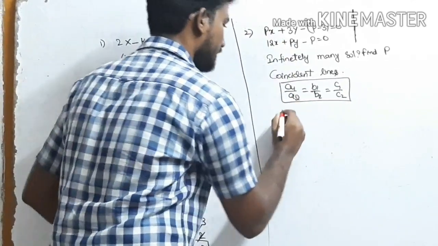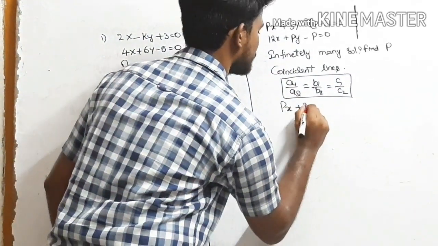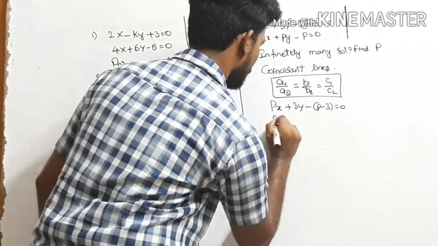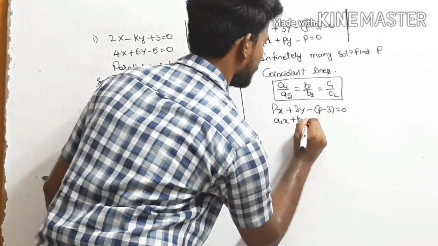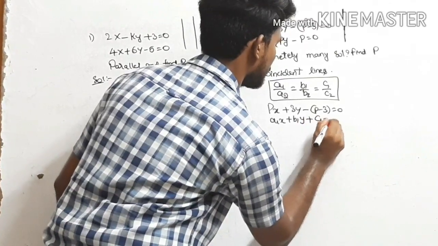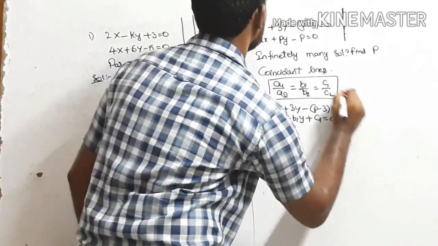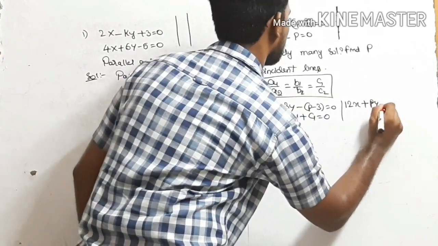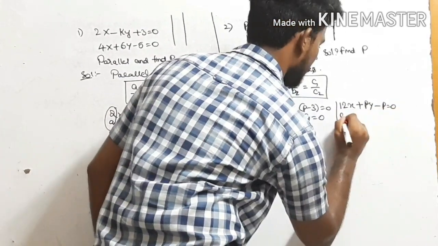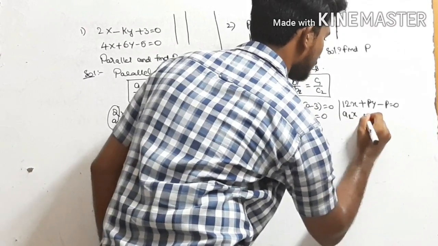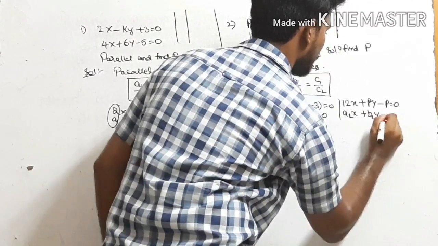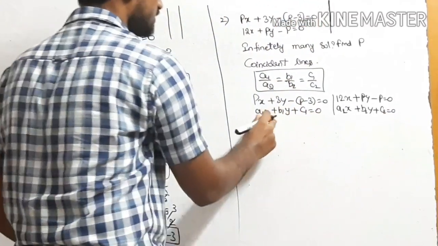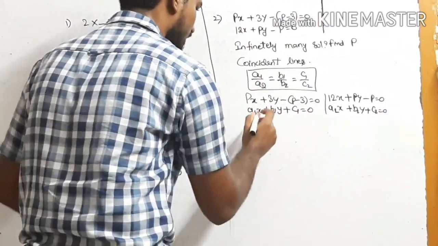For this one, write px plus 3y minus (p minus 3) equals 0, that is a1x plus b1y plus c1 equals 0. Next, 12x plus py minus p equals 0, that is a2x plus b2y plus c2 equals 0. Now substitute these values in the formula.